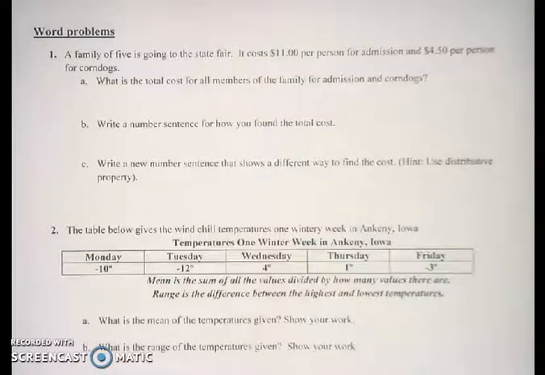This is the notes for Unit 1, word problems. We're going to start with a family of 5 going to the state fair. It costs $11 per person for admission and $4.50 per person for a corn dog.